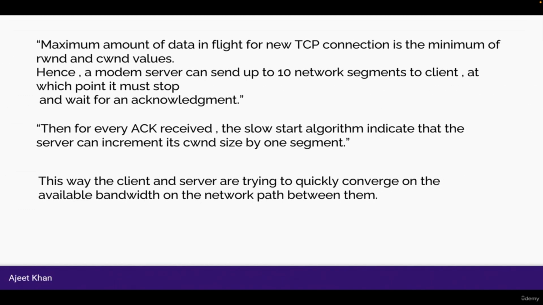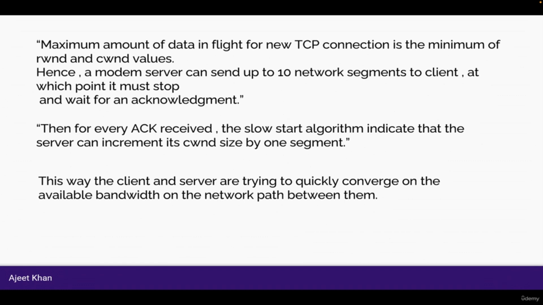The maximum amount of data in flight for a new TCP connection is the minimum of the RWND and CWND values. Hence a modern server can send up to 10 network segments to the client, at which point it must stop and wait for an acknowledgement. Then for every ACK received, the slow start algorithm indicates that the server can increment its CWND size by one segment. This way the client and server quickly converge onto the available bandwidth on the network path between them.